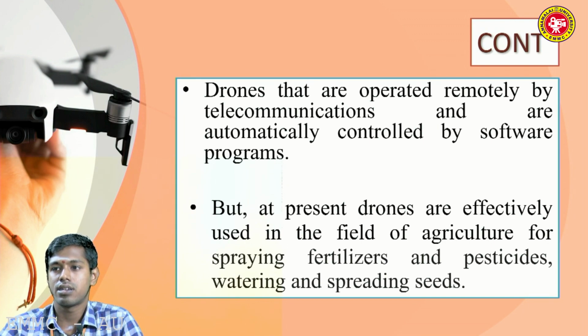At present, drones are effectively used in the field of agriculture for spraying fertilizers and pesticides, watering and spreading seeds. The drone is also used for spreading seeds, because a drone contains a container in which a limited or specified amount of seeds can be added, and during flying the drone will spray the seeds, and after that it can help the farmers in raising the crop.